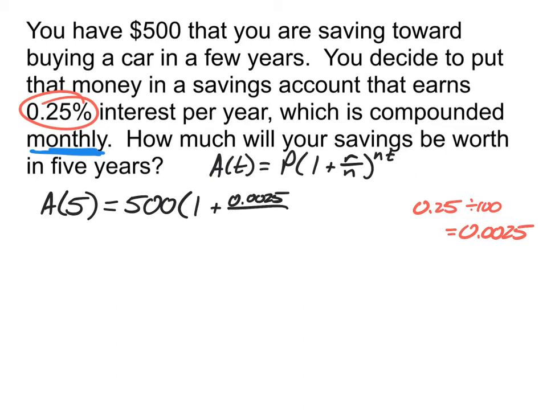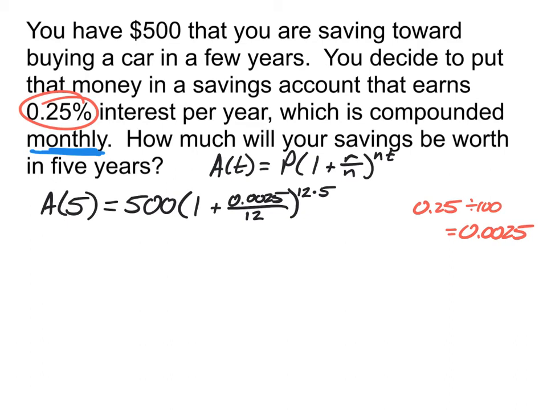Now, I need to divide that by n. n is the number of times we are compounding during the year. Since this is compounding monthly, that means it's going to be compounding 12 times, so n is 12. And that means that n is 12 there, as well as here in the exponent where it's n times t. So it's going to be 12 times the t value, which was 5.